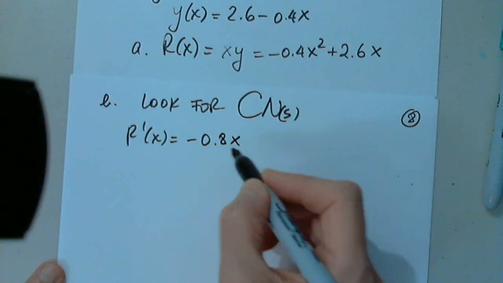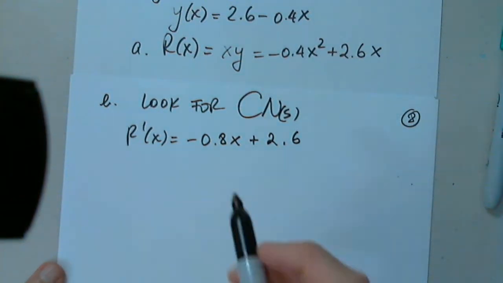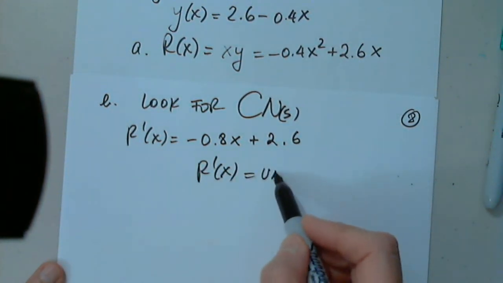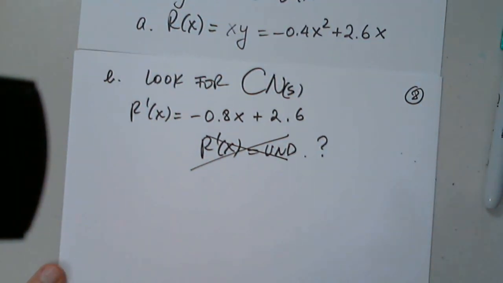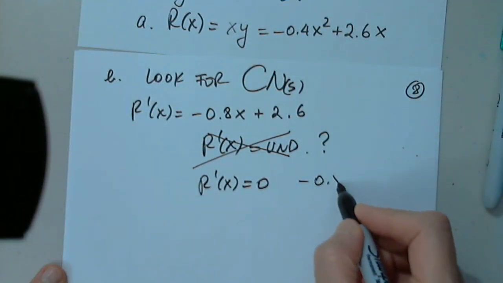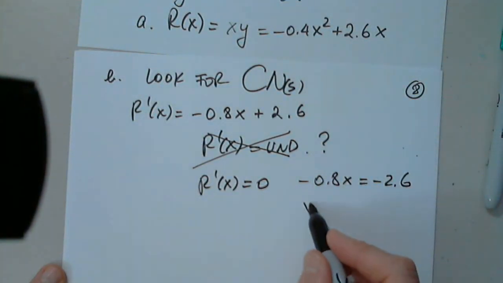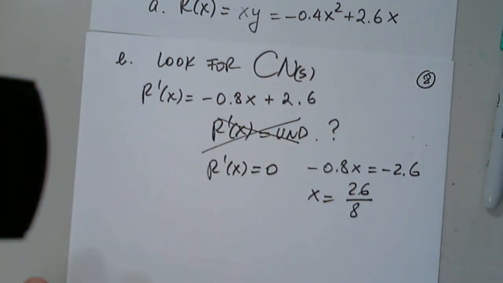R prime is -0.8x plus 2.6. Should we look for R prime being undefined? No, because this is a polynomial function. None. Should we look for R prime being 0? Yes, of course. -0.8x equals -2.6. So x is 26/8. This is the critical number. We can divide 26 divided by 8: 3.25 dollars.